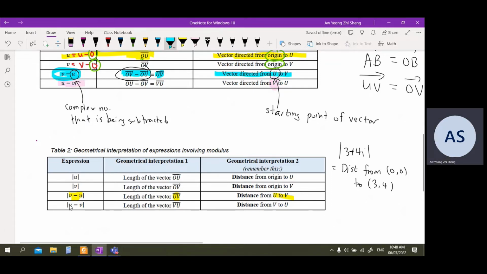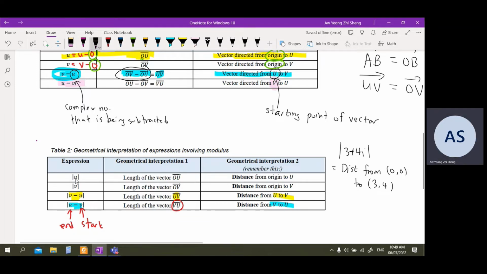And similarly, for u minus v, we know its vector representation is a vector starting from v, this becomes the starting point, and ending at u. So you have vector vu here. So modulus of u minus v is just the length of the vector vu, or simply the distance measured from v to u. So of course, distance from u to v and distance from v to u must be the same distance because they are connecting the same two points. Vector uv and vector vu are different, but these two vectors will have the same length.